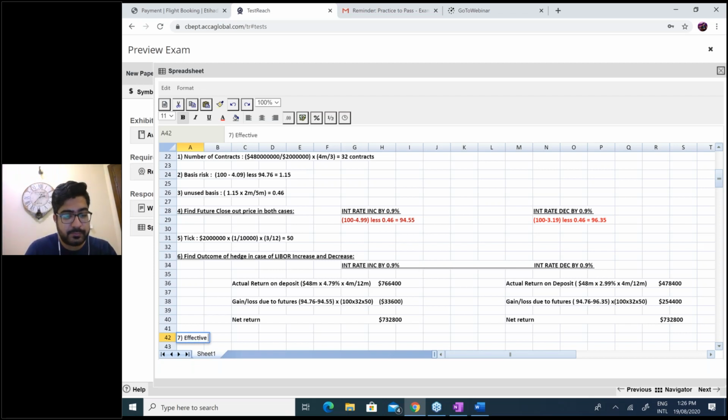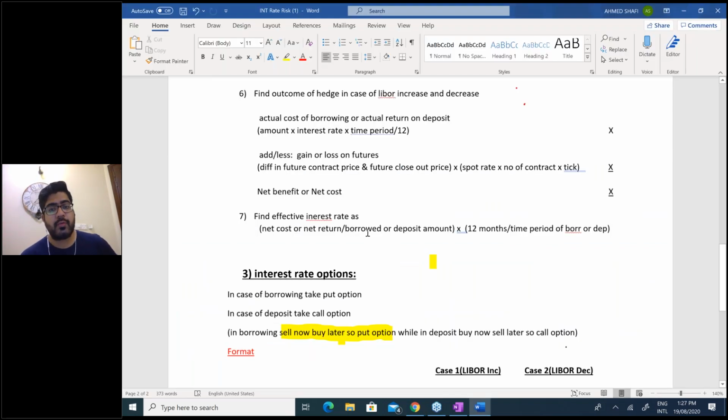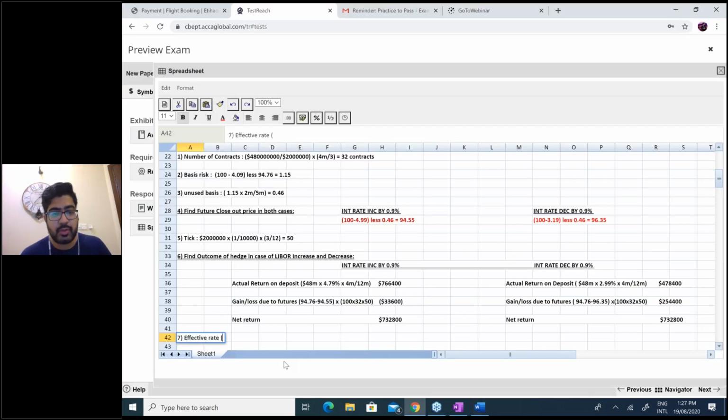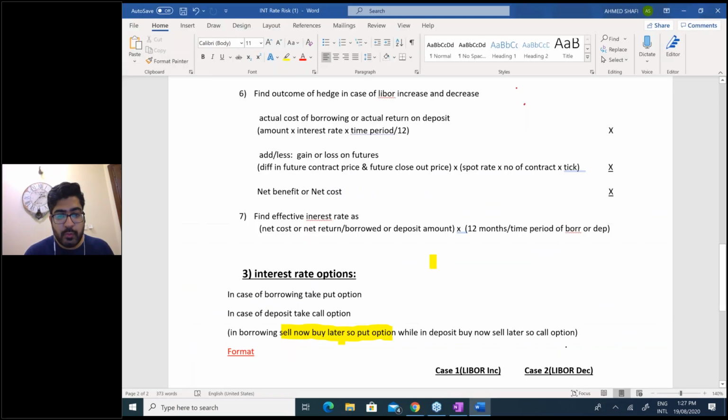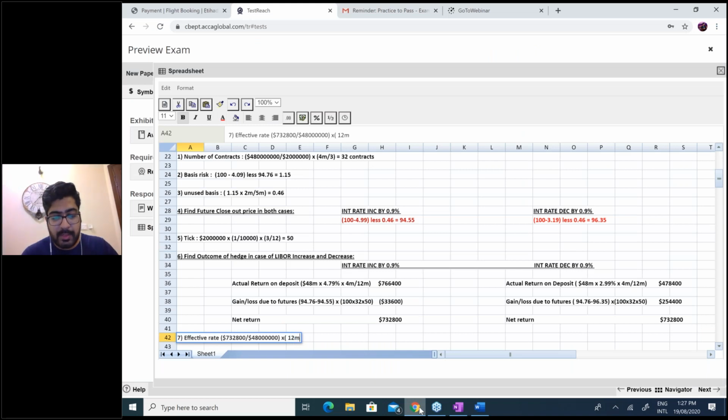Effective rate, pay attention. The formula of effective rate is very easy: net cost of return over borrowed or deposit amount, into 12 over time period. So what is the net cost of return? Both options are giving the same net cost of return, $732,800, over the borrowed or deposit amount, that's 48 million, into 12 months over the time period of borrowing, which is 4 months. It's 4.58%.